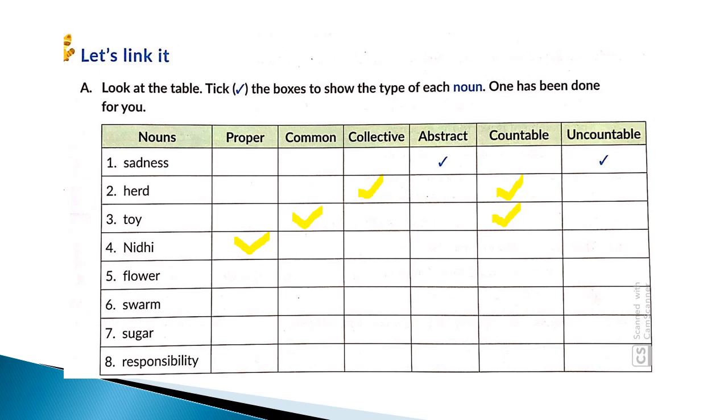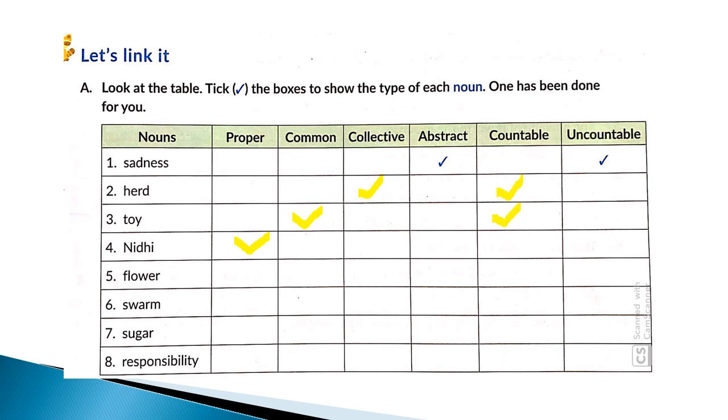Alright. In the first exercise, you have to look at the table. Here is a list of some nouns and their categories. You have to read the word, understand which category it belongs to, and tick mark in front of the category. Now remember, we learnt that one noun can belong to more than one category. So let us find out.